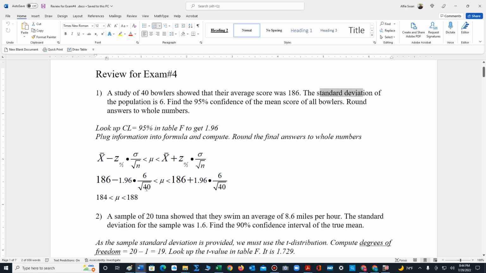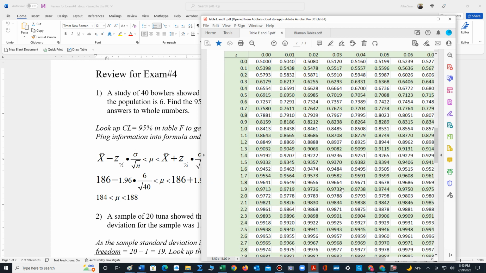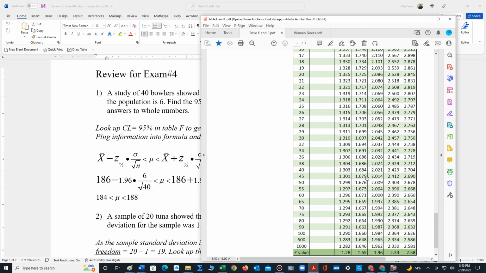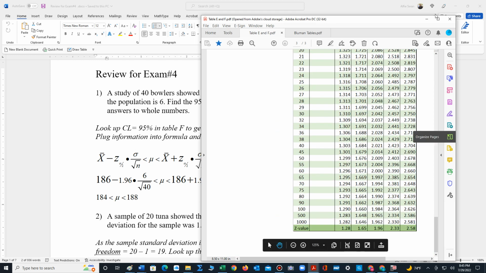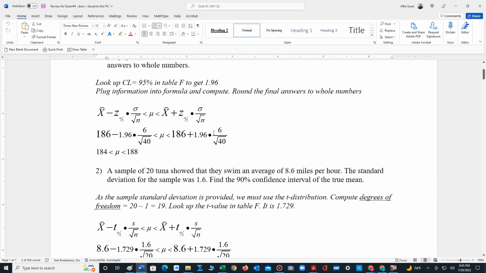40 is n, 186 is the sample mean, and the population standard deviation, which is known as sigma, is 6. We have to find our z-value. To do that, we will go to table F, look at confidence intervals, and we look for 95%, go all the way down to the z-values to get 1.96. So once we plug everything into the formula, we perform our computation.